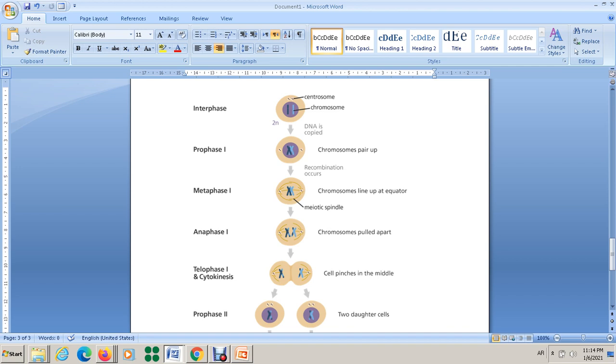Okay, then here we stop for meiosis 1. We finished meiosis 1. We will stop at the point where these two cells are produced. In the next video, we will continue. This is meiosis 1.